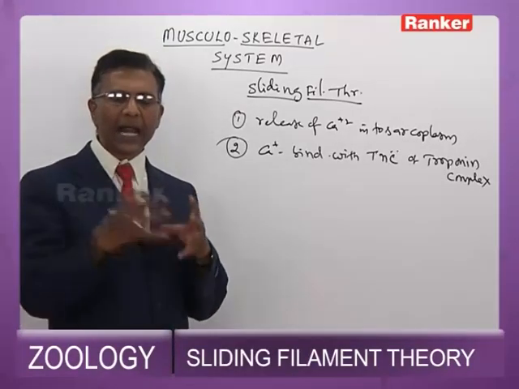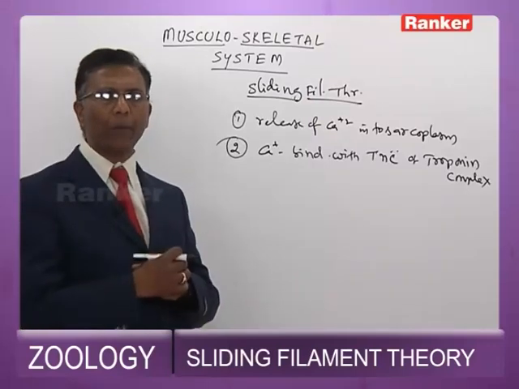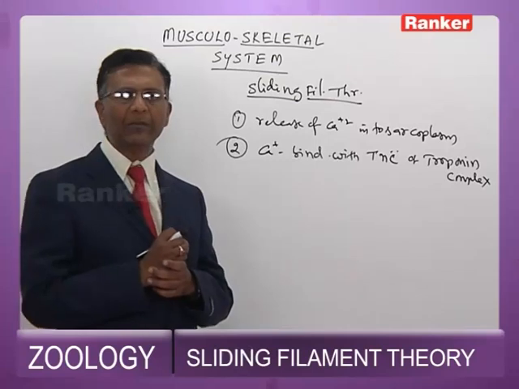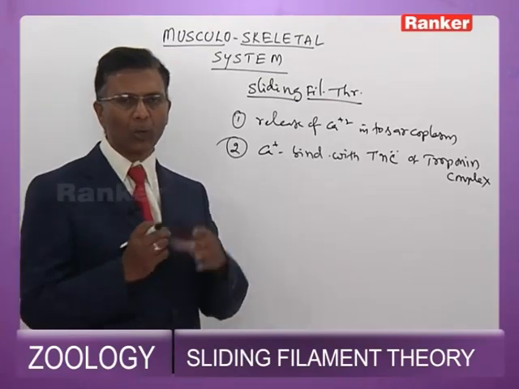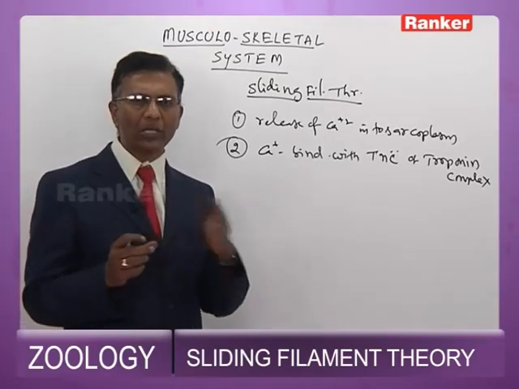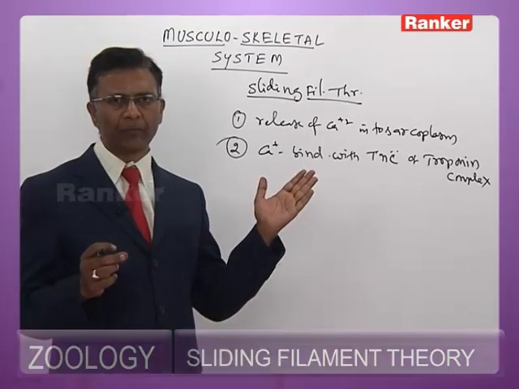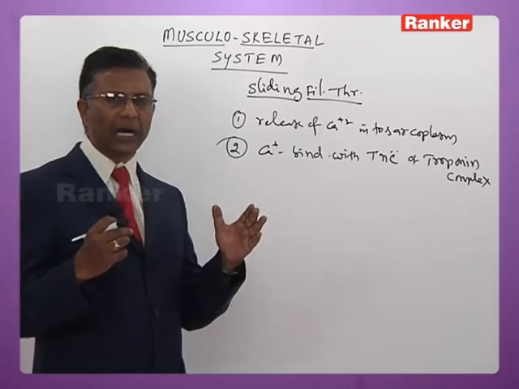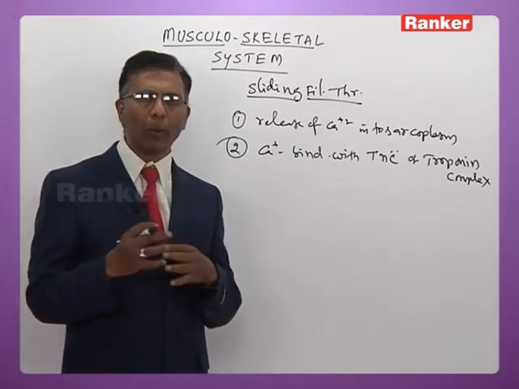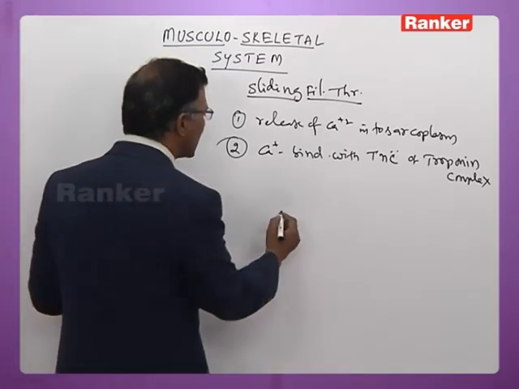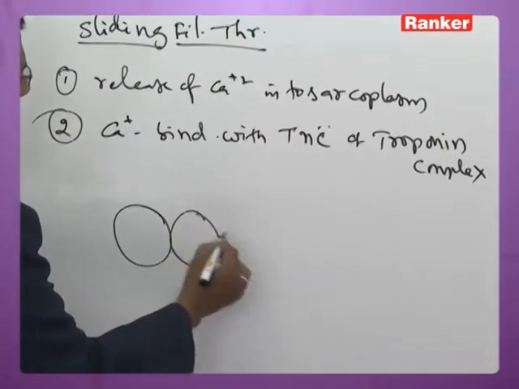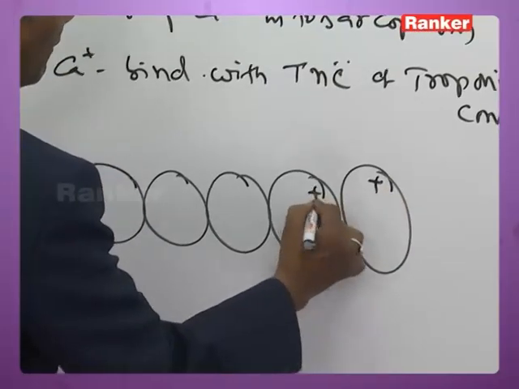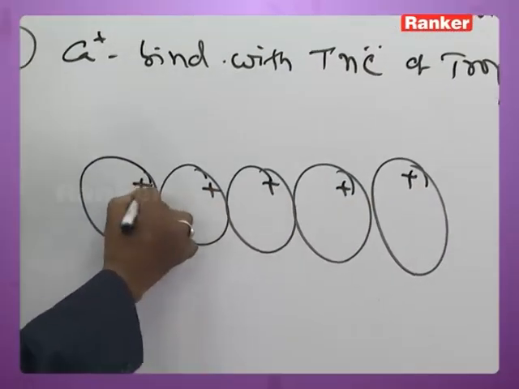The moment there is interaction of calcium with the troponin complex, a kind of conformational change takes place within the troponin complex. The troponin complex and tropomyosin, both of them are pushed aside. A kind of distortion of the protein takes place by pushing troponin and tropomyosin aside. As a result, the binding sites of G-actin molecules are exposed. These are all G-actin molecules with their binding sites for myosin heads.